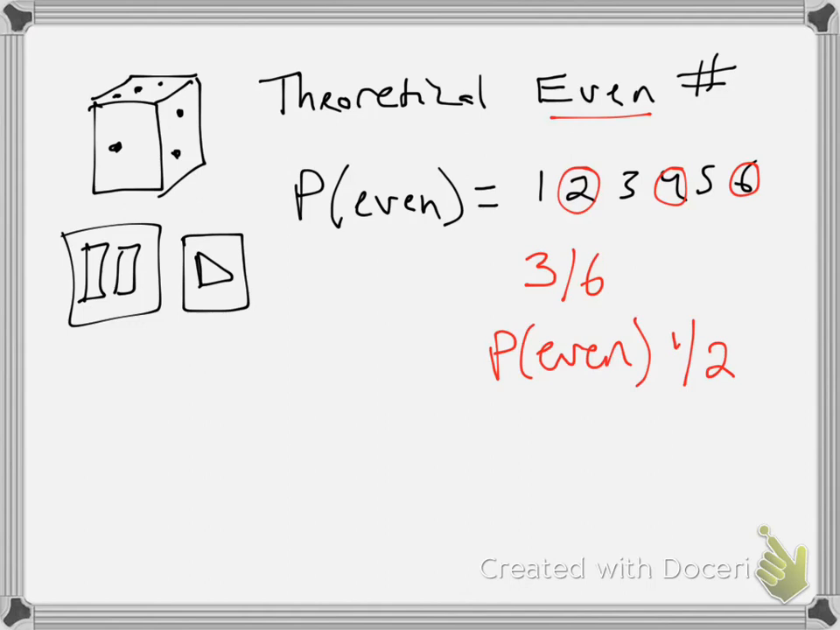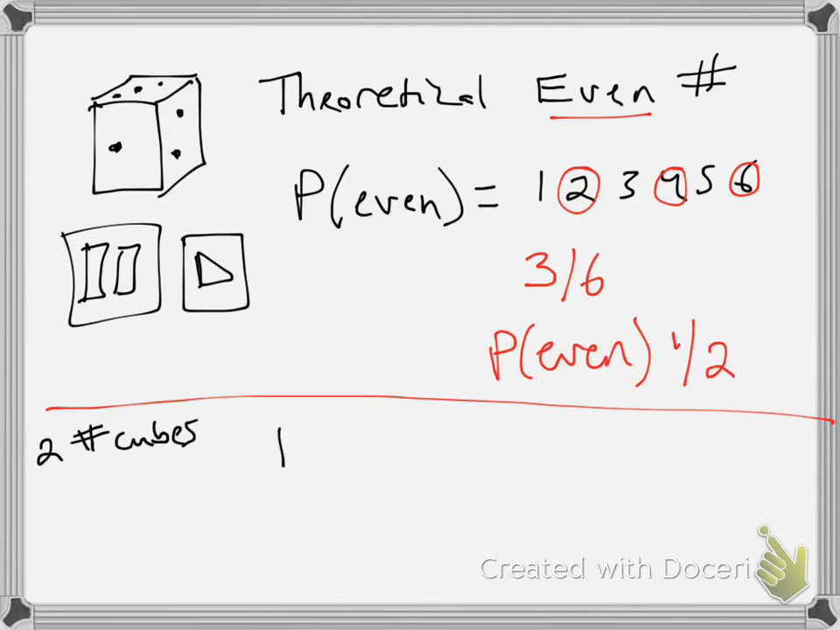Let's move it up just a little bit. We're going to keep largely the same situation here. We've got a number cube. The only difference is now we have 2 of them. So we have 2 number cubes, and what we want to find out is the probability of getting a sum of 5 on the 2 dice.